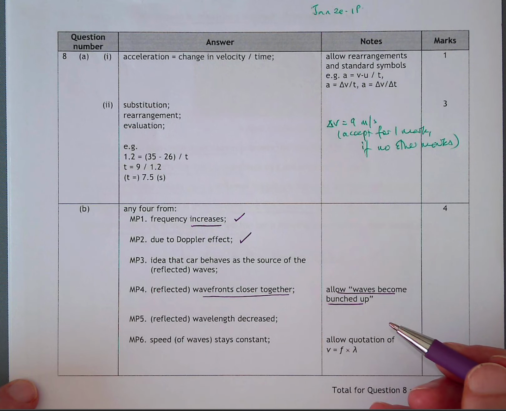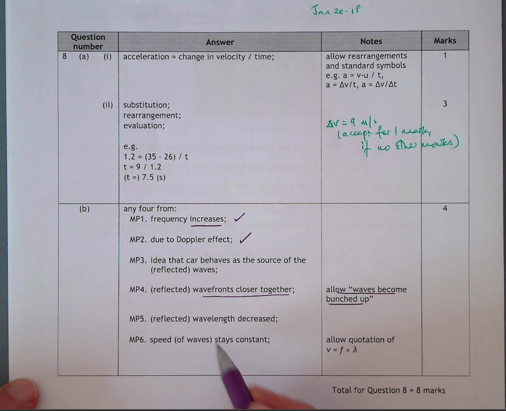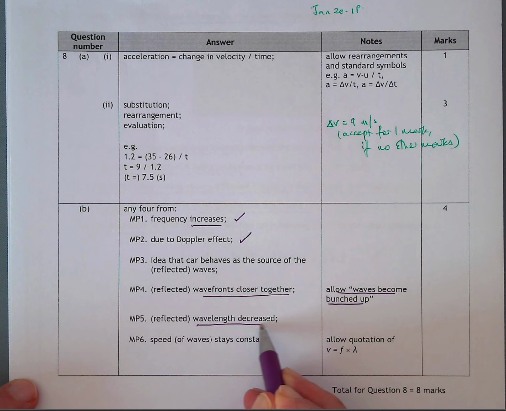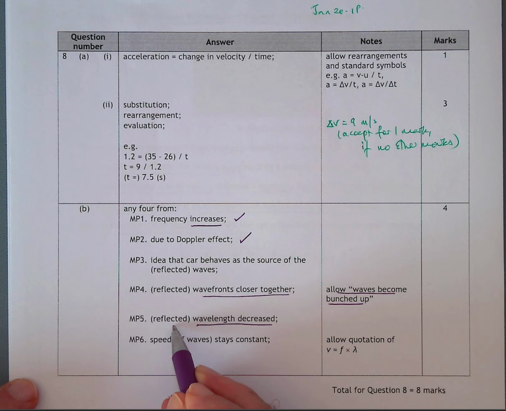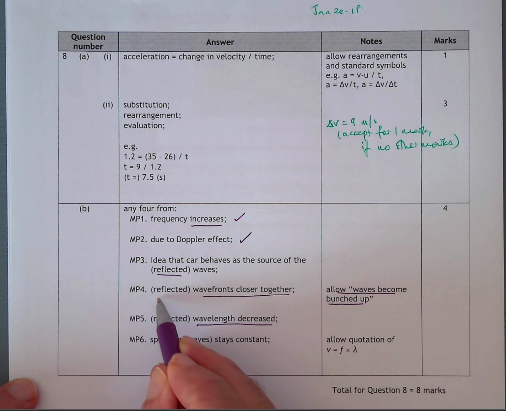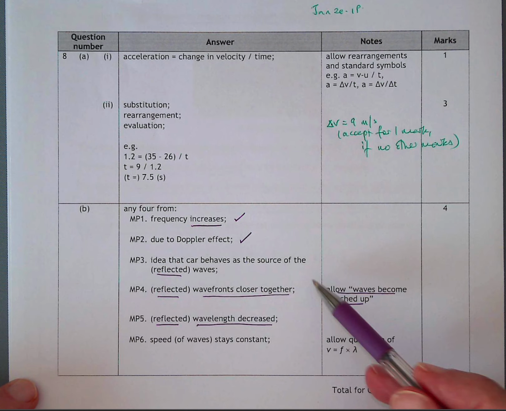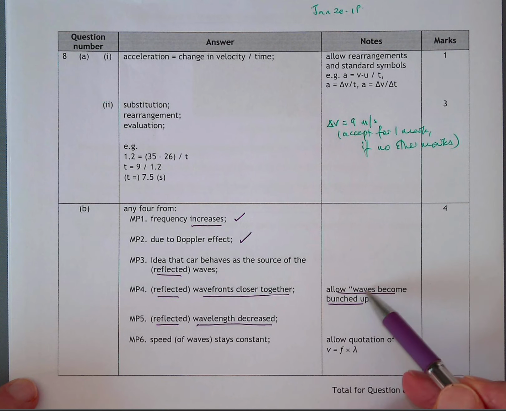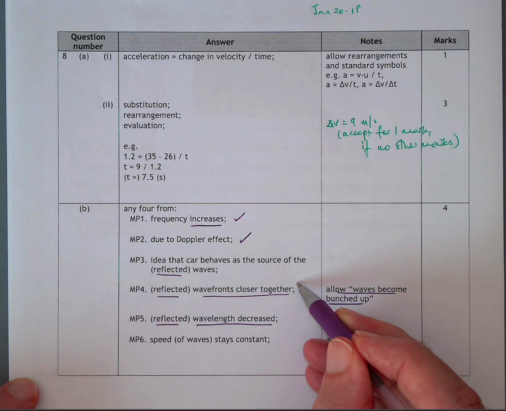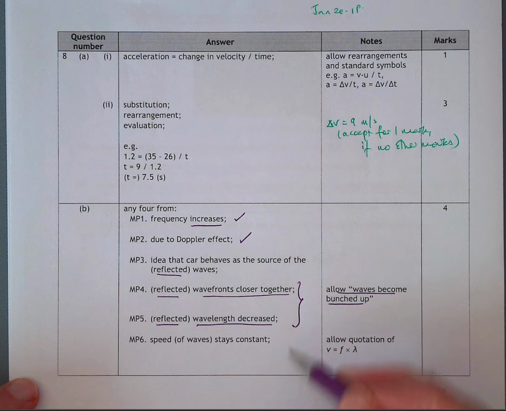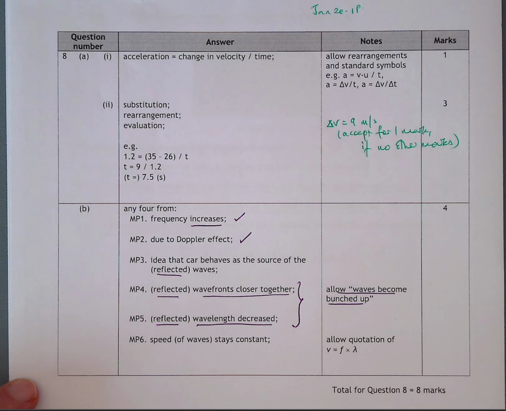Now the diagram would help if you wanted to add it. So that means the wavelength effectively decreases when it's reflected off the car. Then they mention reflected, so you don't really get the mark for the reflected, but it's just that you've got the concept in your mind that the wavelength is getting squashed up closer together, wavelength decreases. So really these are the same marking point, verbalized differently. Okay, so that's why the frequency increases, because the wavelength decreases.